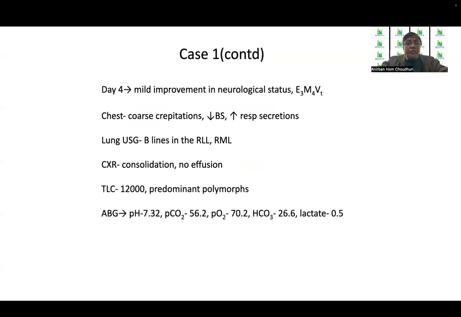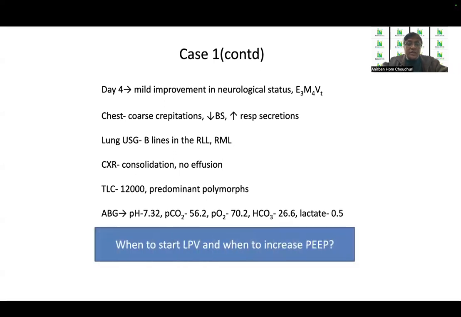It is E3M4-VT. The chest, however, shows coarse crepitations with reduced breath sounds and increased secretions, and the lung ultrasound shows B lines in the right lung with consolidation without any effusion. The count rises with predominant polymorphs. The ABG shows respiratory acidosis. So how do we implement lung protective ventilation and when to increase the PEEP?